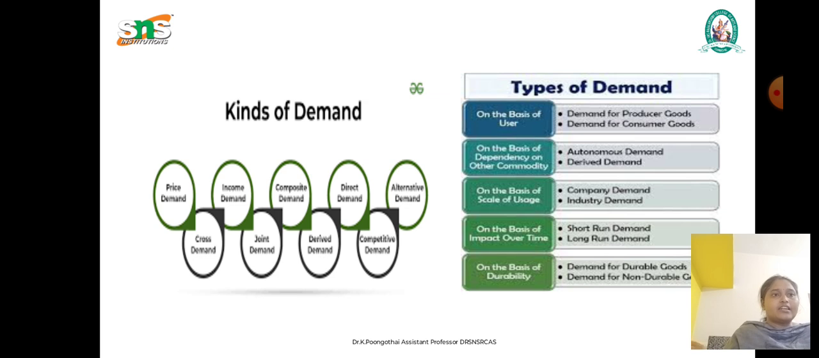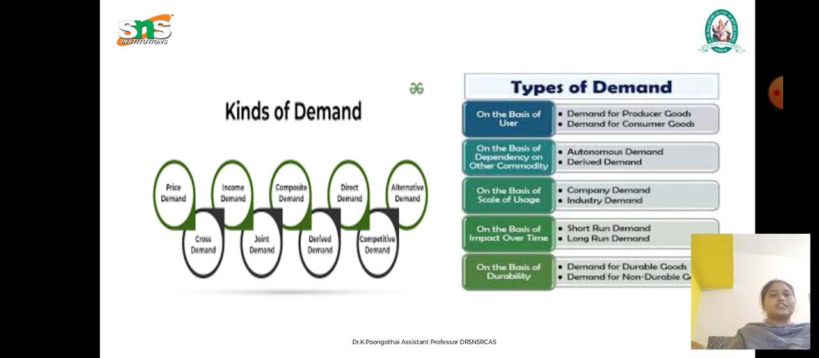The next demand is based on production relation: direct demand and indirect demand. Direct demand means demand for a good meant for final consumption. That is known as direct demand. Examples are food and clothing. The next one is derivative demand. Derivative demand is demand for goods that arises from the demand for another product, for example demand for steel arising from the demand for automobiles.